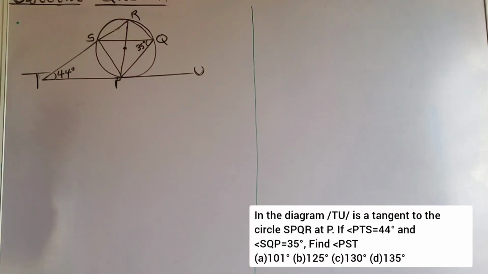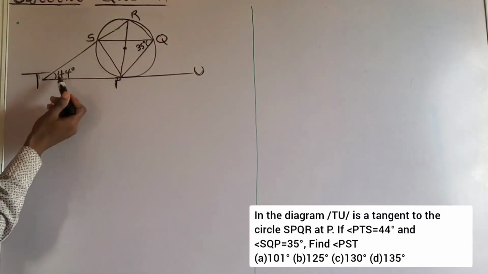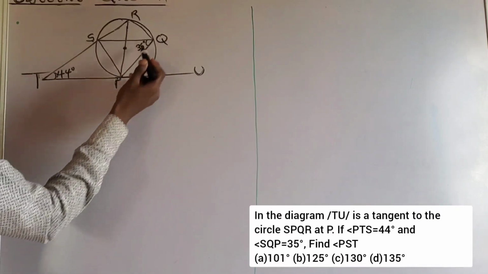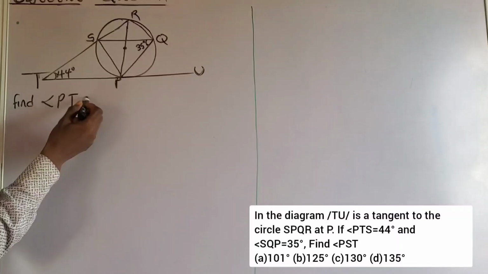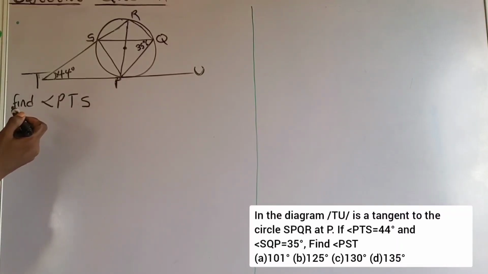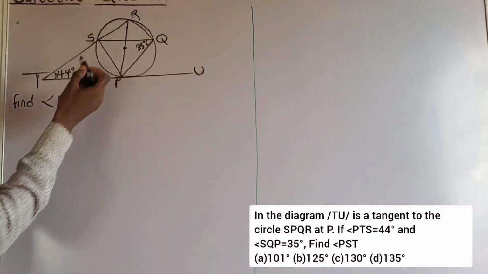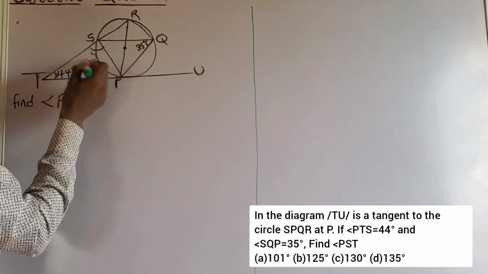Now, at P, angle PTS, this angle that you see here, is 44 degrees, and angle SQP, this angle that you see here, is 35 degrees. We are asked to find angle PST. This is the angle that you're looking for. Now, we don't know the angle, right? So let us represent it as y, okay?